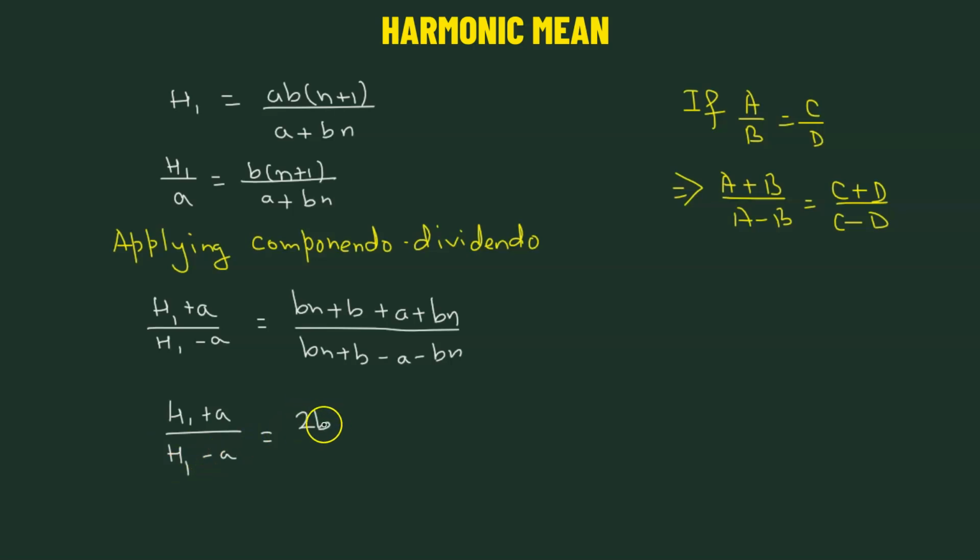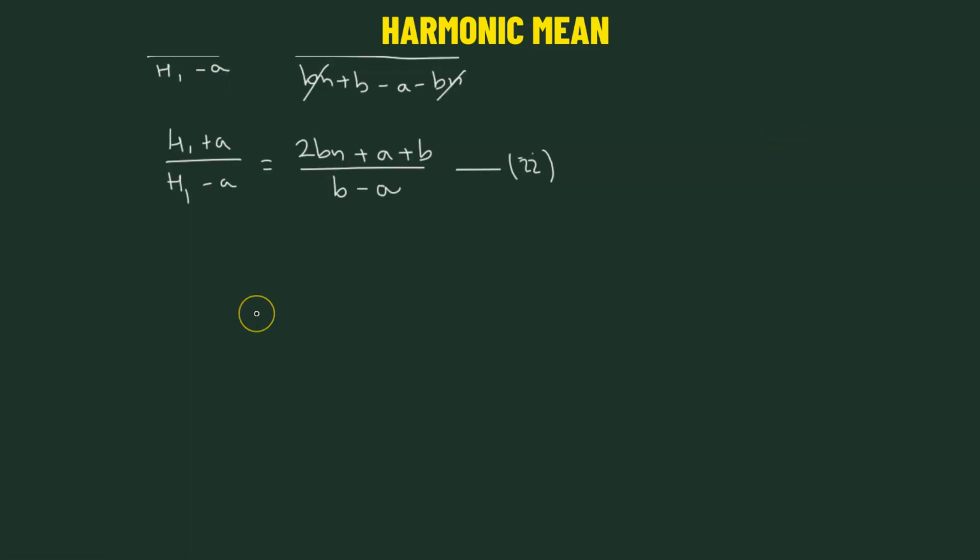That will be equal to 2bn plus a plus b divided by, so here bn and negative bn cancel out. We are left with b minus a. Fine, so we'll keep it aside. Let's label this as equation number 2. We'll come back to this in a moment because this is the expression that we need.